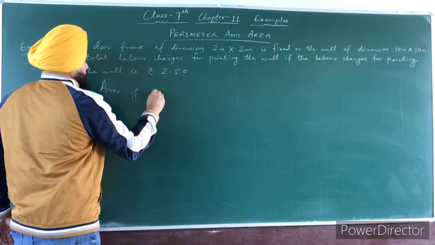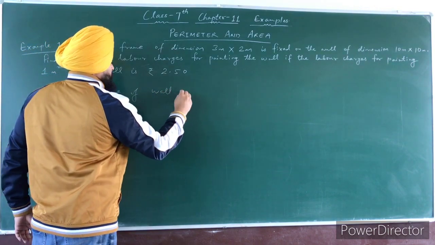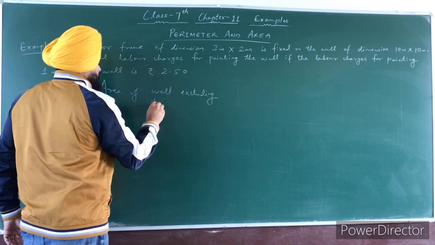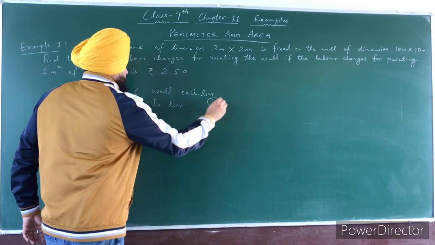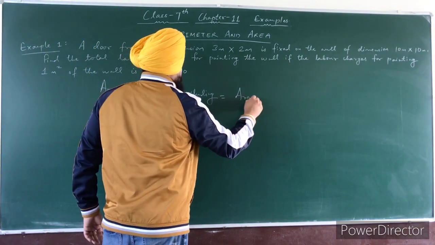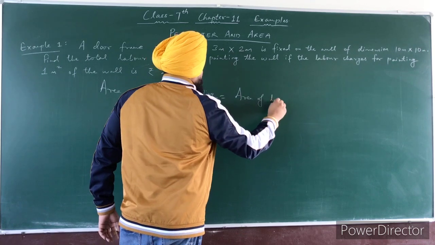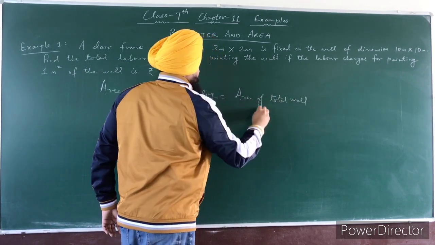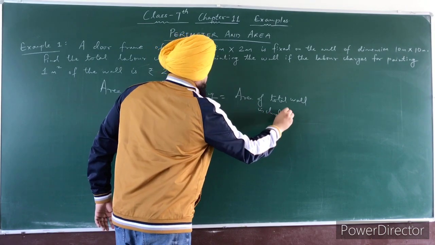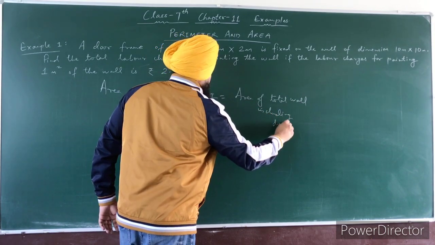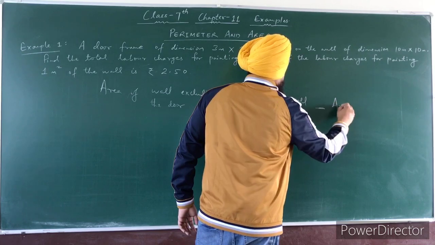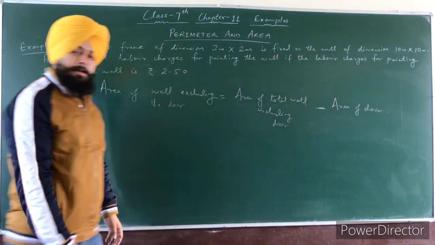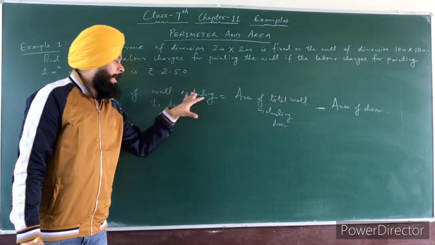So find here the area of wall excluding the door is equal to area of total wall including door minus area of door. Clear? You have to find only the area of wall excluding the door.